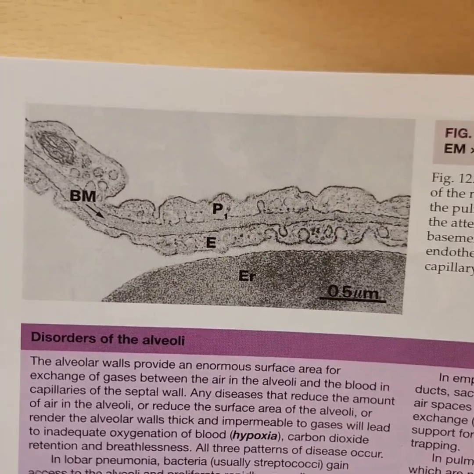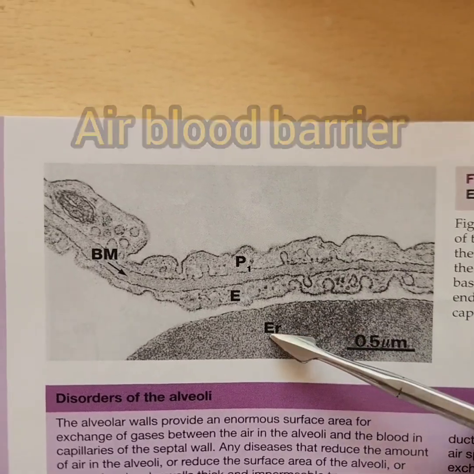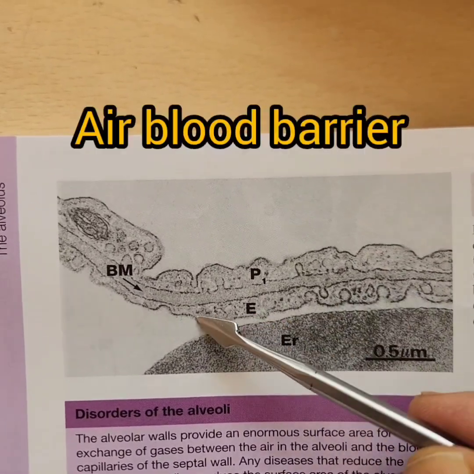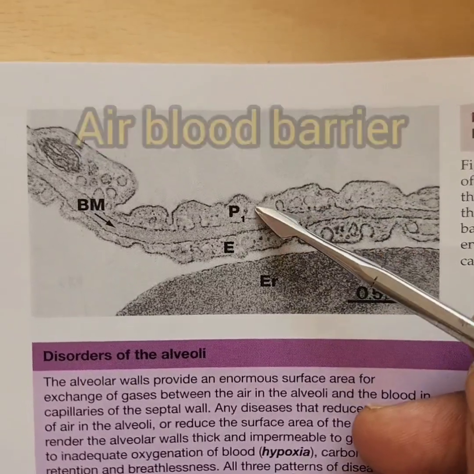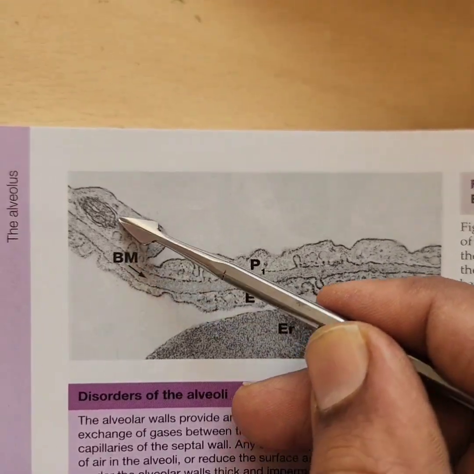This is a very high magnification of the diffusion barrier. You can see here an erythrocyte, and this is the endothelium of the capillary. This is the basement membrane, which is common for the alveolar epithelium, which is here, the type 1 pneumocyte, and the nucleus of the type 1 pneumocyte is here.